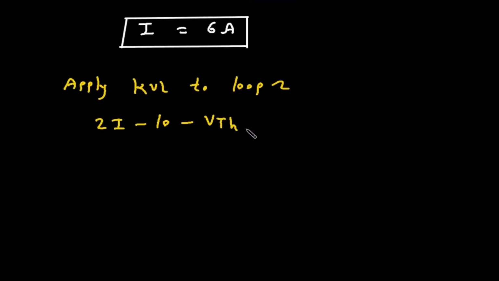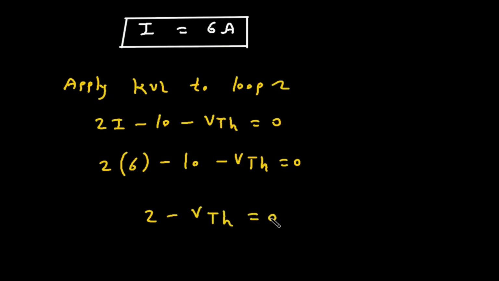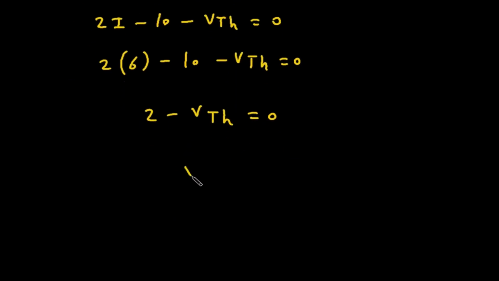Minus VTH is equal to 0. So this will be 2 into I, which is 6, minus 10 minus VTH is equal to 0. So this will be 12 minus 10 is 2 minus VTH is equal to 0. Therefore, VTH is equal to 2 volt.